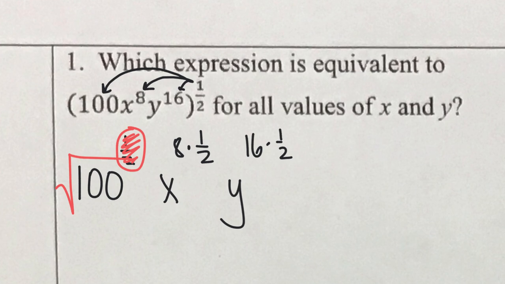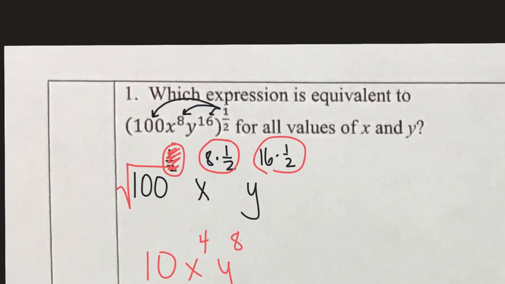The square root of 100 is 10. And then x to the 8. 8 times 1/2 is 4, and 16 times 1/2 is 8. So our final expression is 10x^4, y^8.